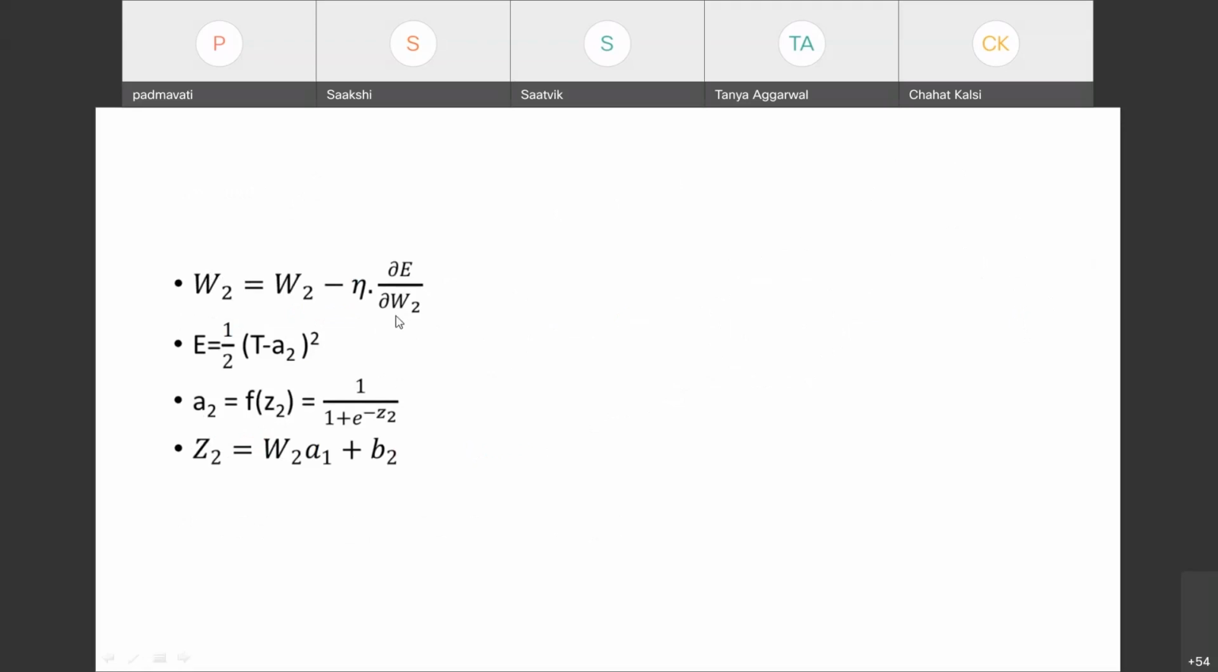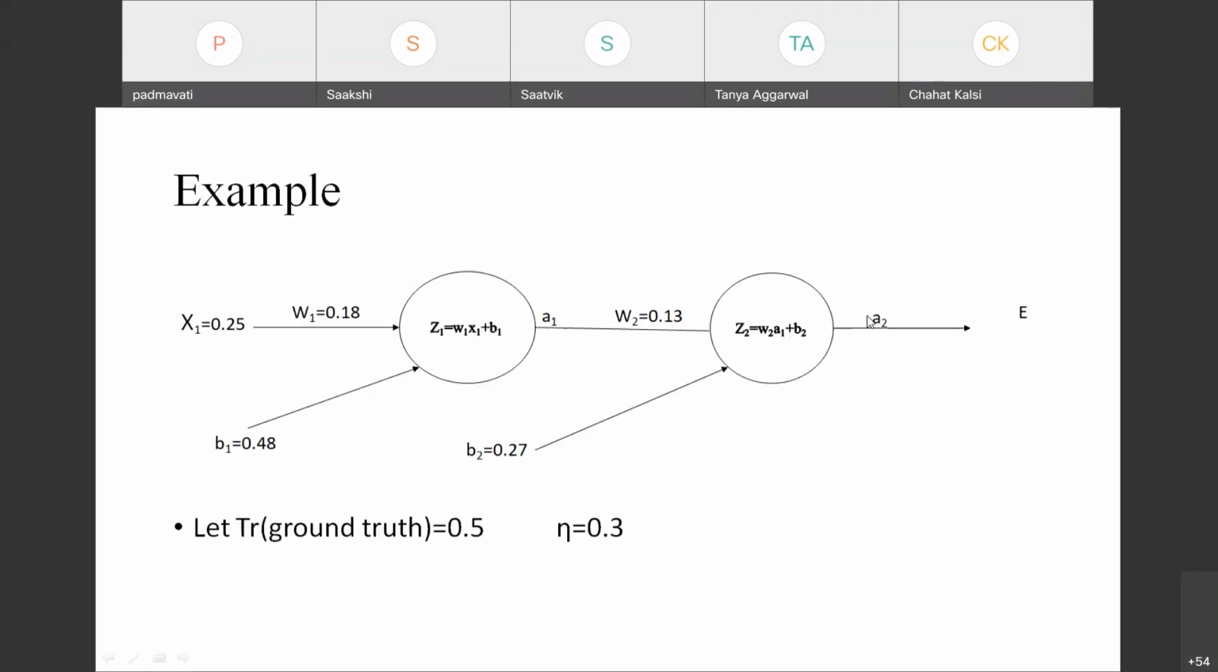With the help of this equation, E, the sum of squared loss we have seen many times. The same loss I have considered, 1/2 of (t minus a2) squared. And how have I computed a2? I have used an activation function, a2 is my activation function. Suppose the activation function is the logistic function.